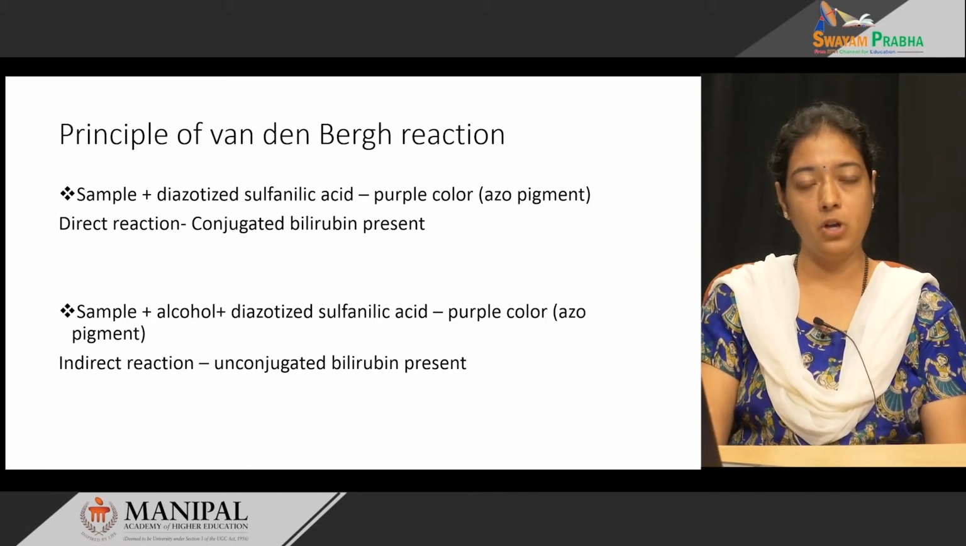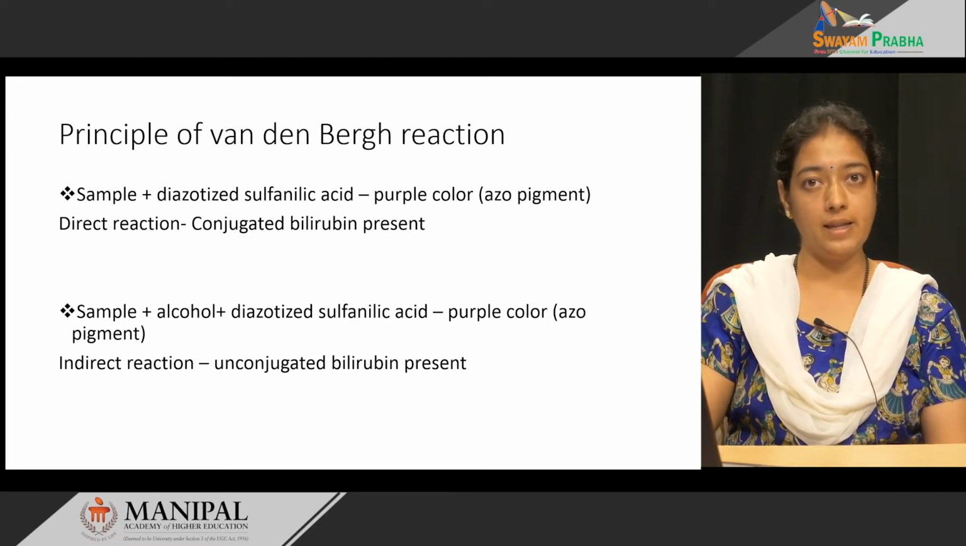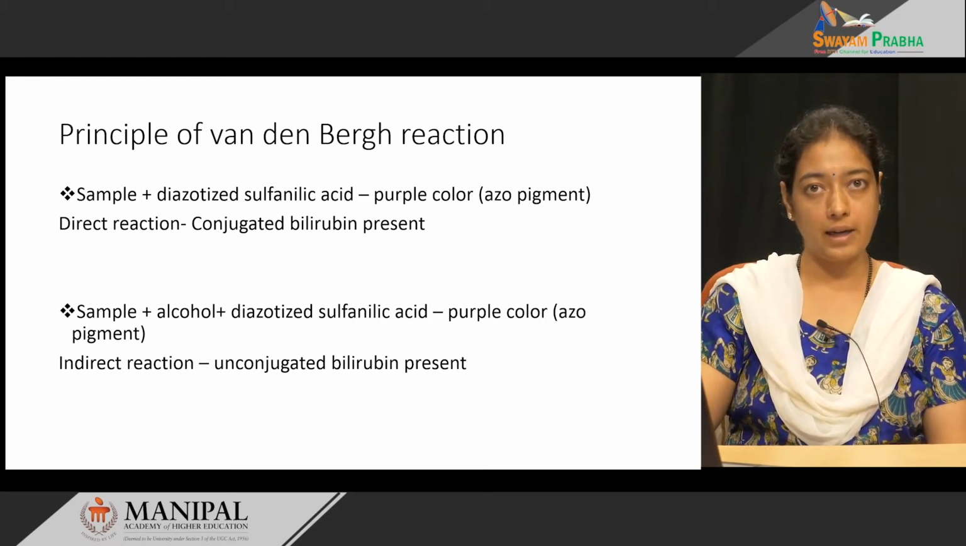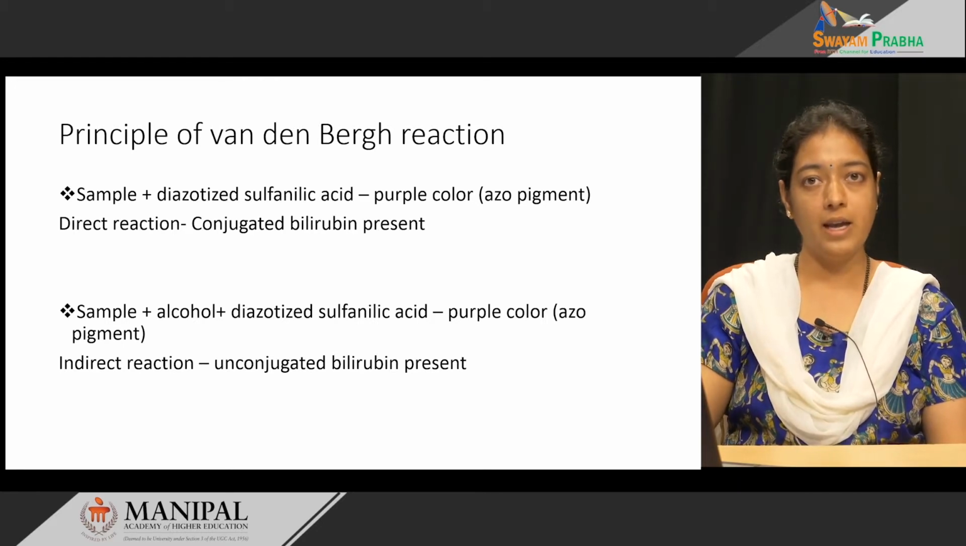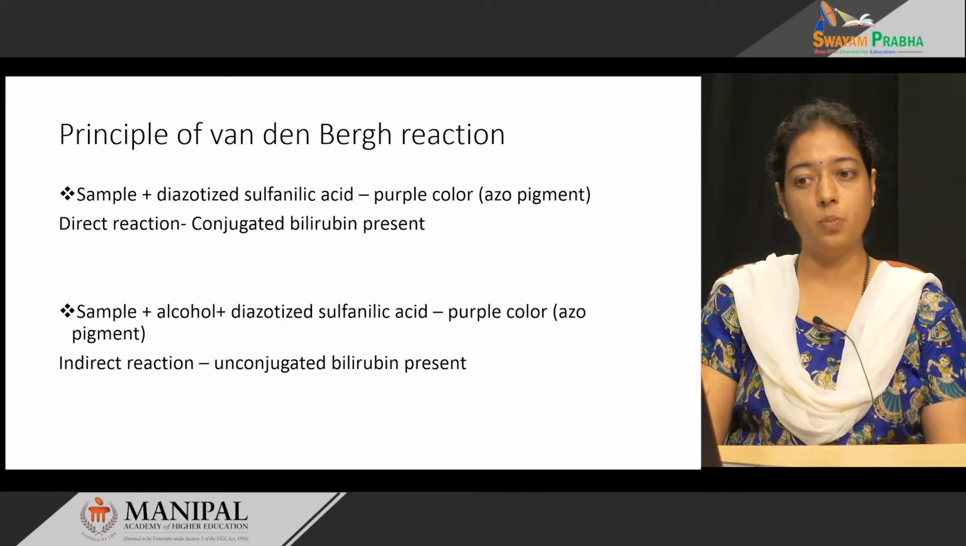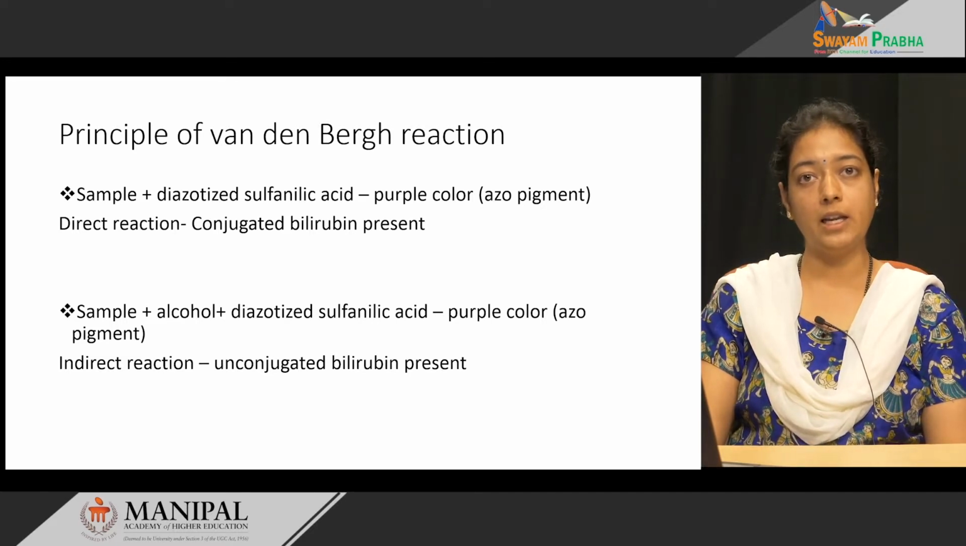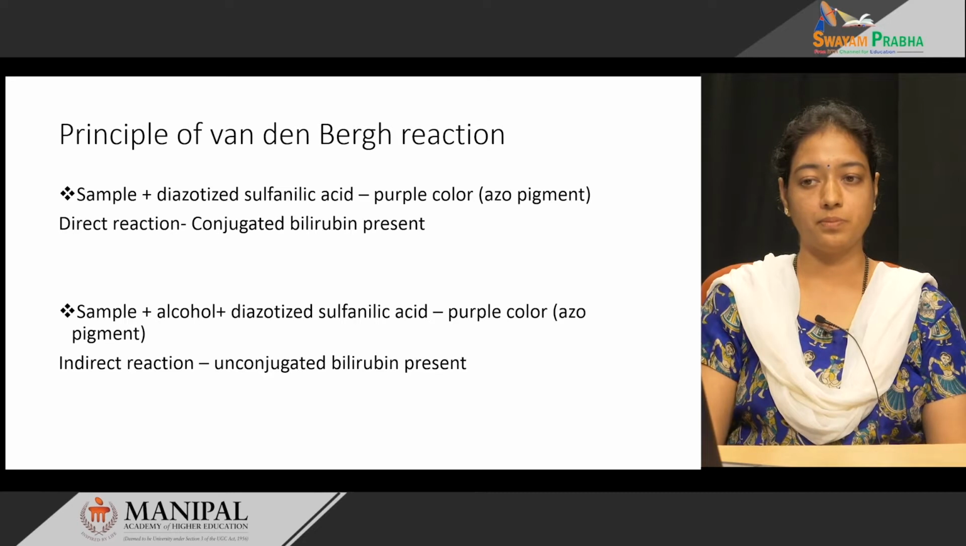To the same sample, you add the alcohol. If the purple color enhances, which indicates indirect bilirubin, it has now acted because you have added the alcohol. That is why the color which was initially purple has now intensified, which means the sample contains both conjugated as well as unconjugated bilirubin. The unconjugated bilirubin is water insoluble. That is why you have to add alcohol, and only then does it react with the reagent.